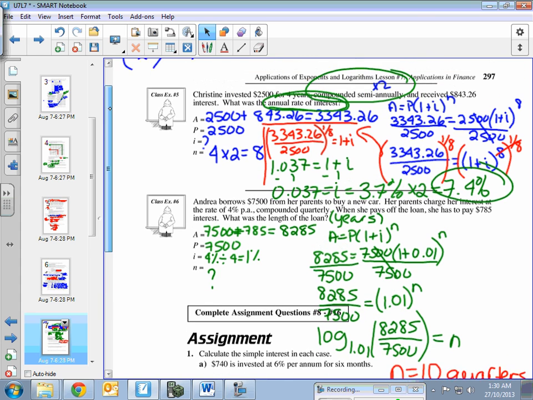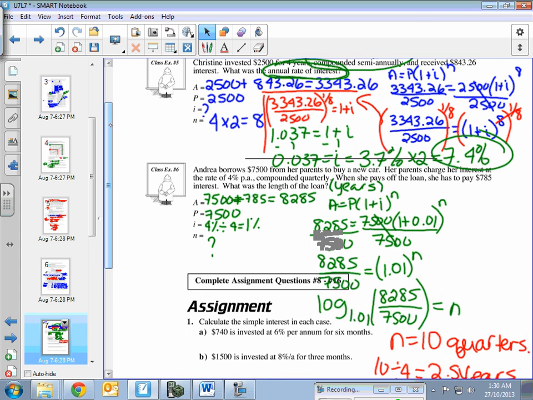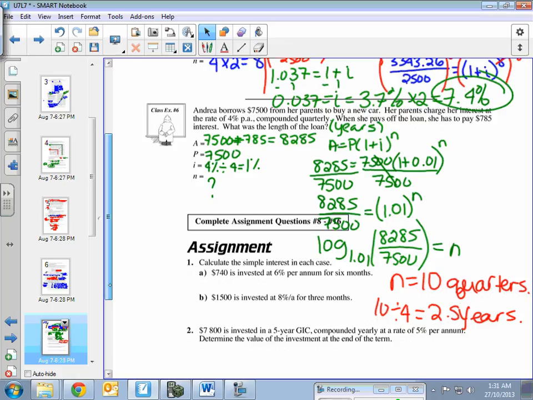Class examples 5 and 6 are really good questions to figure out what to do when you're looking for i, and what to do when you're looking for n. When you're looking for your interest rate, get rid of that exponent by multiplying by the reciprocal. Then to find your annual interest rate, multiply by your yearly compounding period. When you're looking for your number of years, same idea to start off with. Then set it equal to the logarithm. And then divide by your number of compounding periods, okay?